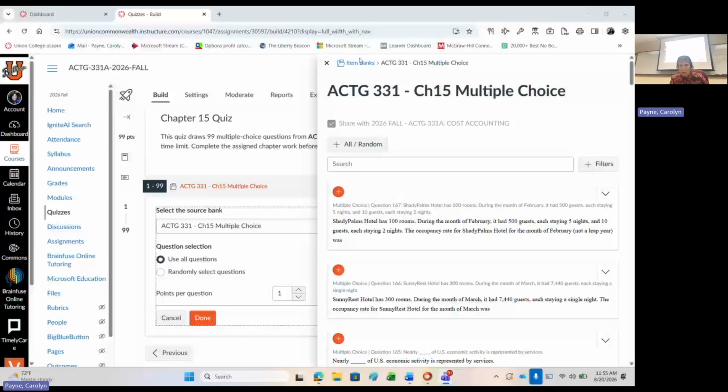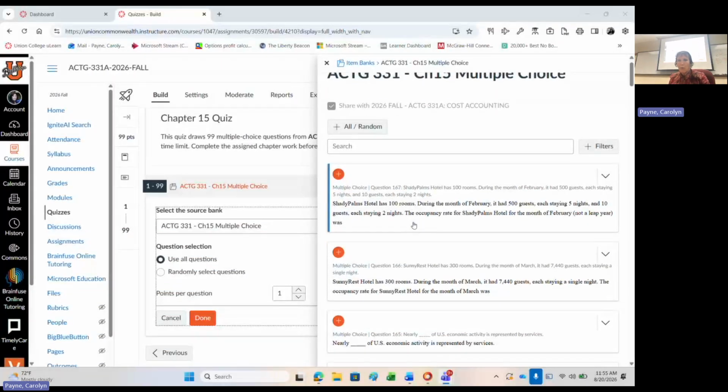All right. So let's look back at number one real quickly, even though we worked this one already. The question is, what's the occupancy rate for Shady Palms Hotel? 100 rooms, February, not a leap year, which means February had 28 days, so 2,800 rooms available. We had 500 guests that stayed for 5 nights, which is 2,500. We had 10 guests that stayed for 2 nights, so we had a total occupancy of 2,520 rooms.